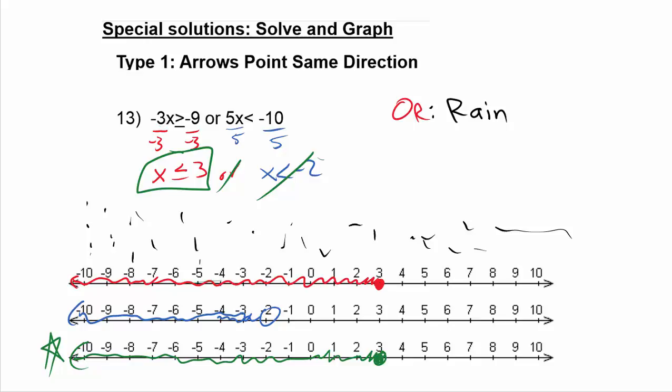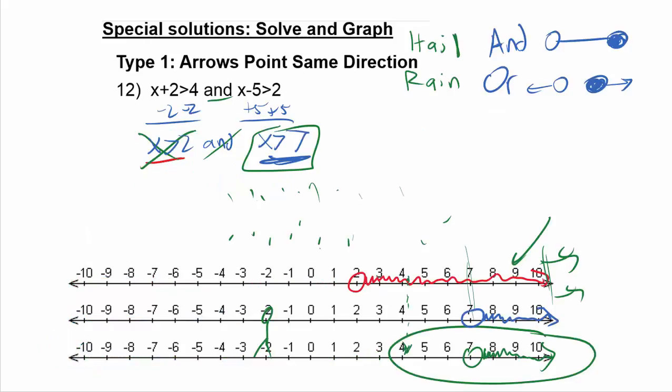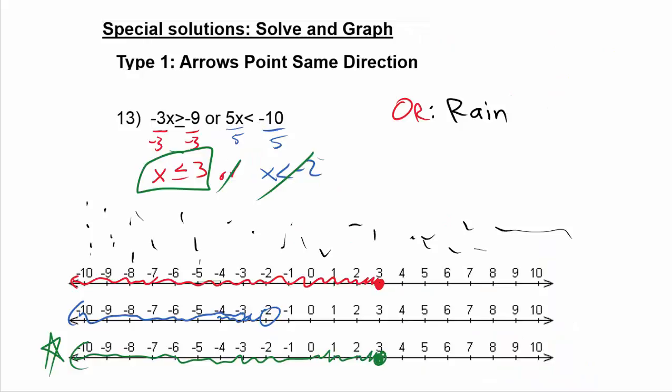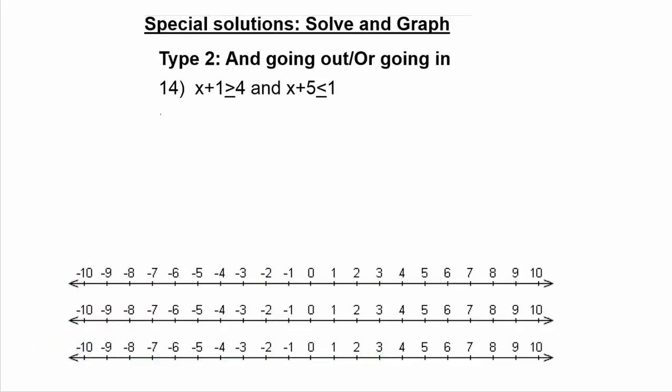Okay, and we're going to jump to 2 more special types of solutions here. So these first 2 that I did, this and problem and this or problem, show you how you would graph this when the arrows are both pointing the same direction. Well, there's 1 or 2 more cases we haven't really talked about. Okay, here's the first one. Again, I'm going to solve this like normal. This is an and problem.